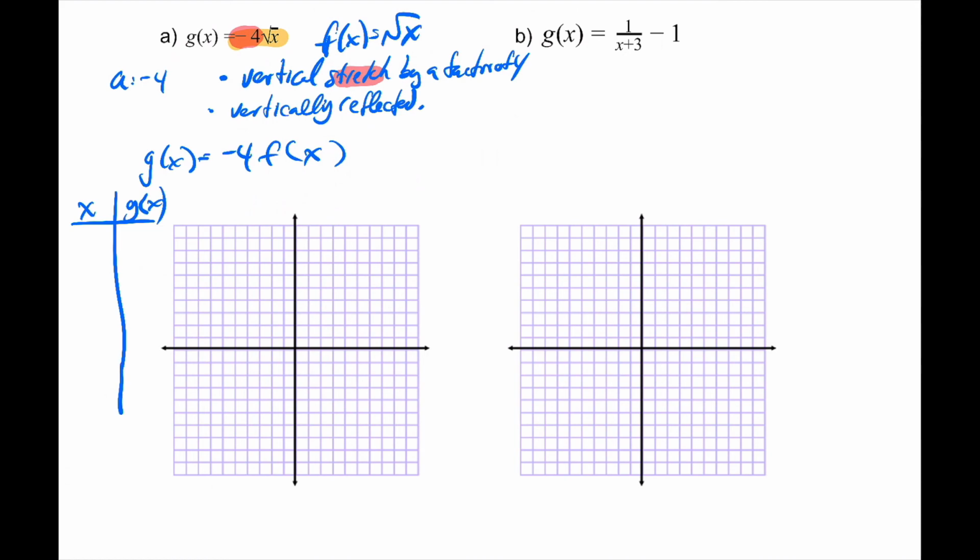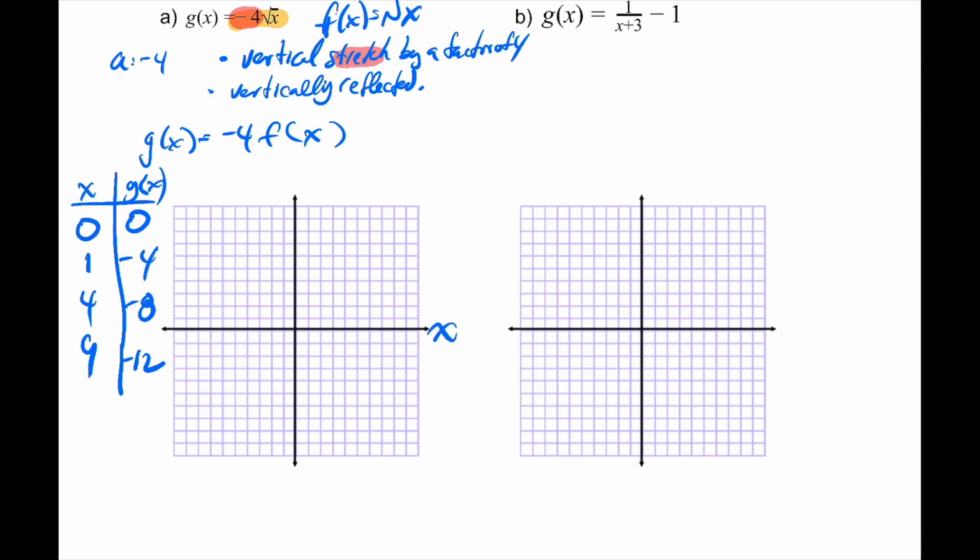And our key points for the x value for a radical function, a root function, are going to be 0, 1, 4, and maybe we'll add in 9. So here we're going to say what's g of x. It's going to be f of x, which is the square root of 0 times negative 4, so that's going to be 0. F of 1 is the square root of 1, which is 1 times negative 4, so that's going to be negative 4. F of 4, which is the square root of 4, that's 2 times negative 4, that's going to be negative 8. And then finally, f of 9, which is the square root of 9, which is 3 times negative 4, is going to be negative 12.